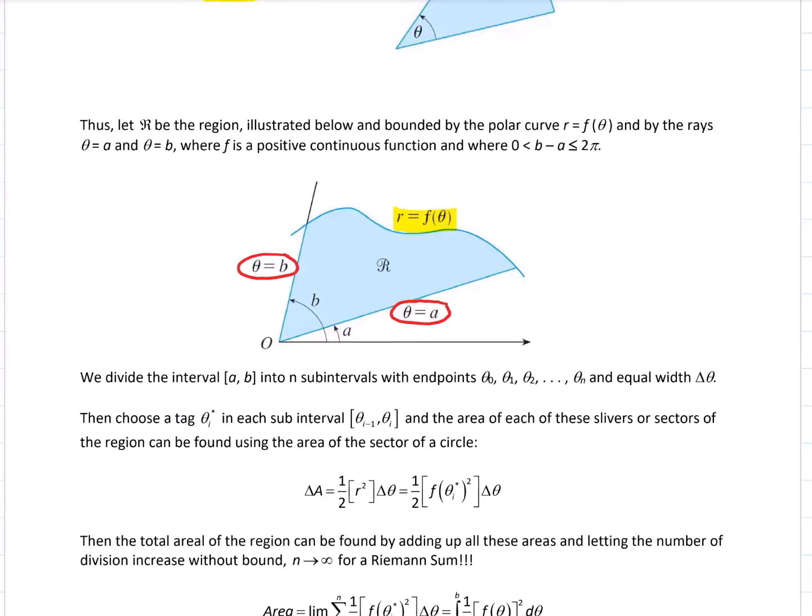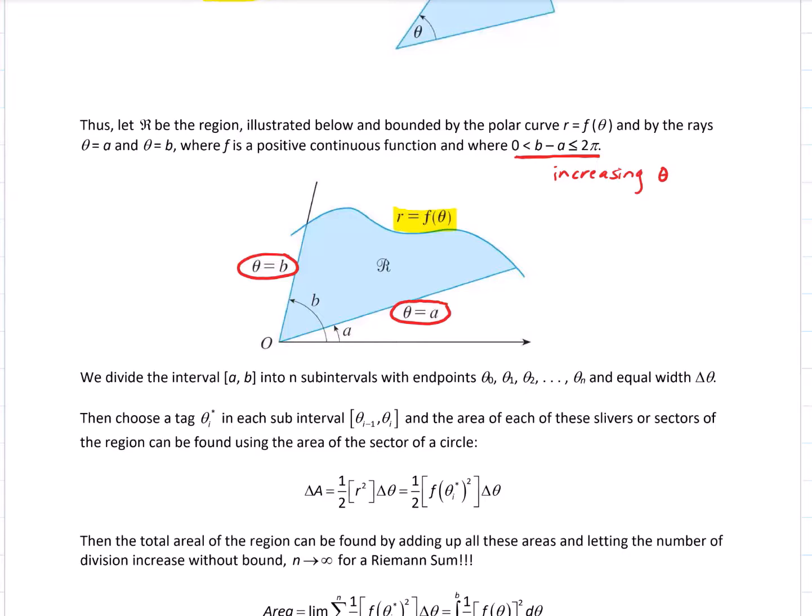Now, we are going to make some assumptions here, that we are going in an increasing theta, that theta is increasing. So b minus a is greater than 0, which means it's increasing, and it goes at most once through the circular coordinate system, since b minus a is less than 2 pi. We divide that interval from a to b up into n little subintervals. This should seem very familiar.